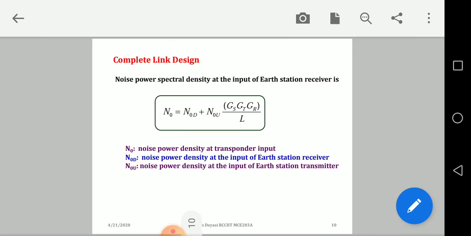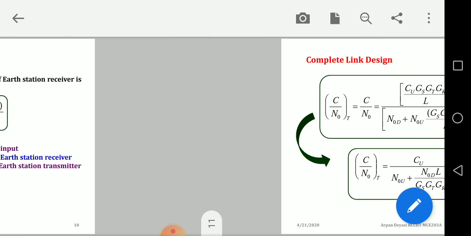So the noise power is also given by an equation. Look, N0D, what is N0D? Noise power density at the input of the earth station receiver, plus N0U, that is the spectral density at the earth station transmitter, multiplied by the 3 gain functions divided by L. That means CU is replaced by N0U, added with the term N0D. That means the downlink factor is added with the noise.